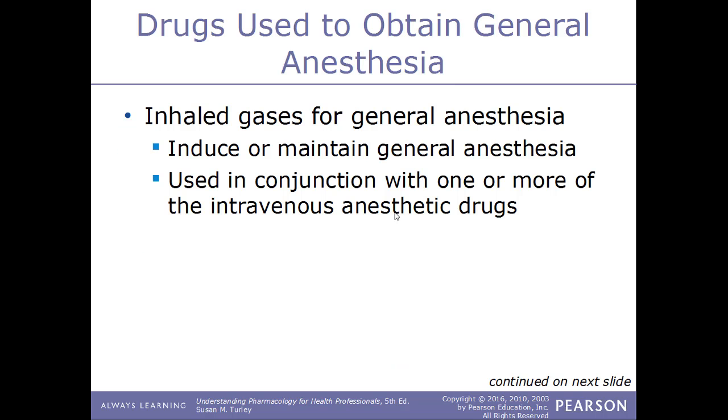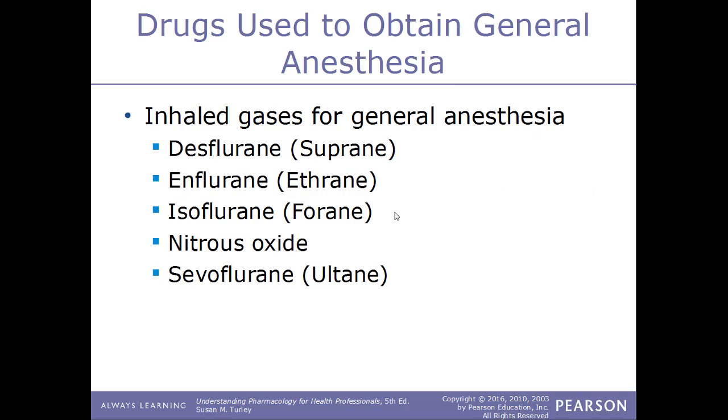Another type of drug that can be used for general anesthesia are inhaled gases. These are used to induce or to maintain general anesthesia, and these are often used in conjunction with one or more intravenous anesthetic drugs. Some examples of inhaled gases that could be used for general anesthesia: desflurane, also known as Suprane; enflurane, known by the trade name Ethrane; isoflurane, known as Forane; nitrous oxide; and the last one listed here, sevoflurane, which is known by the trade name Ultane.